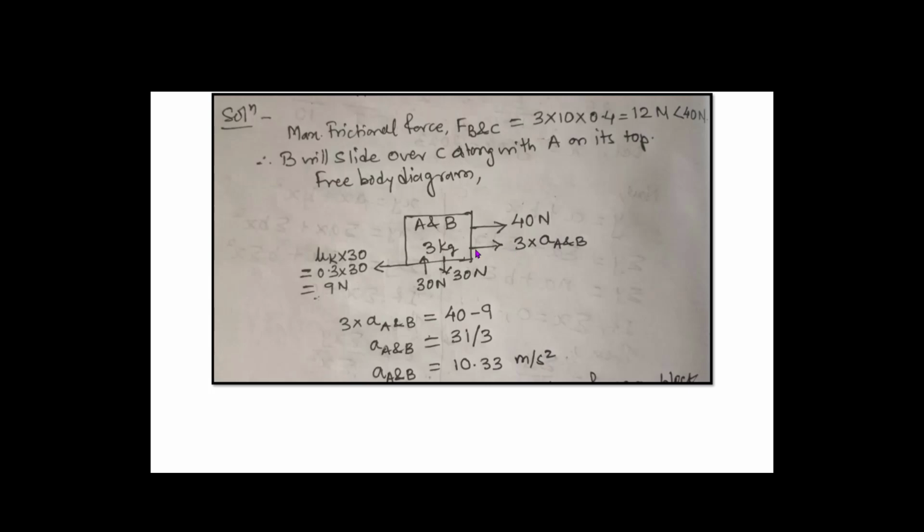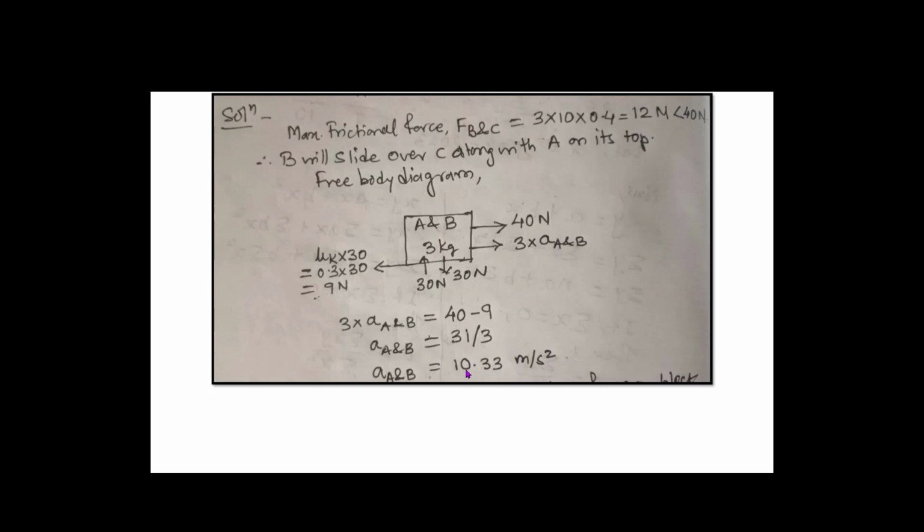If I put this FBD for A and B together, you can see it here: 40 Newton here, 9 Newton opposing frictional force, and this entire 3 kg into the acceleration of block A and B, if they are moving together, as we are assuming at this moment. If you do the math, 40 minus 9 is 31, 31 divided by 3, that is around 10.33, will be the momentary acceleration both block A and B will experience because of this 40 Newton force.